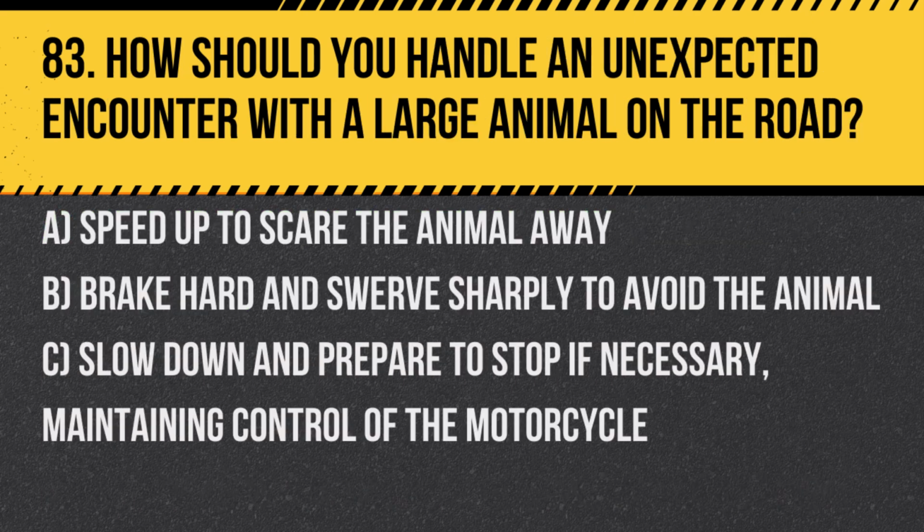Question 83. How should you handle an unexpected encounter with a large animal on the road? A. Speed up to scare the animal away. B. Brake hard and swerve sharply to avoid the animal. C. Slow down and prepare to stop if necessary, maintaining control of the motorcycle. Answer: C. Slow down and prepare to stop if necessary, maintaining control of the motorcycle. This is the safest way to handle sudden wildlife encounters.